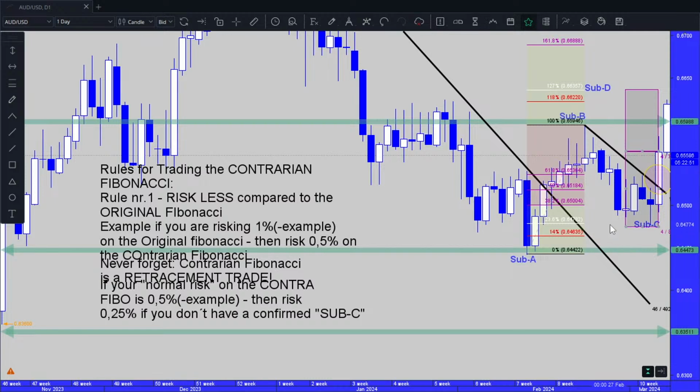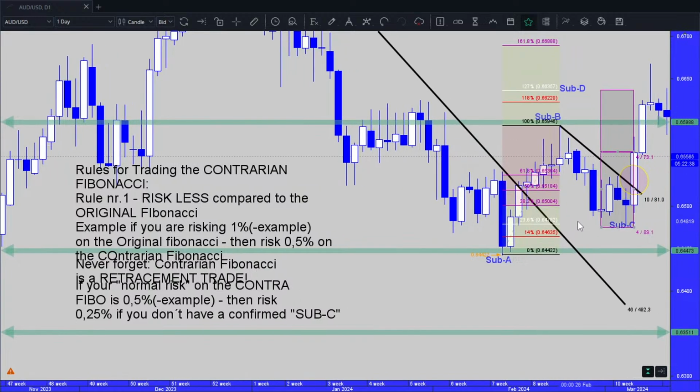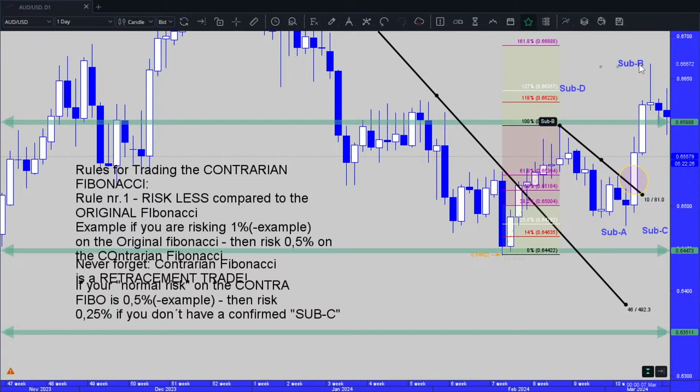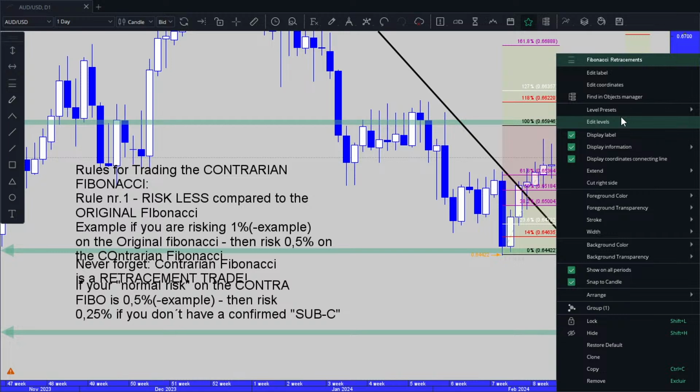Alright, so I'm in the trade and bam, it hit the sub D extension. Remember, the sub D must be a high. This is our new trade, our new Fibonacci. Sub A goes to sub C and sub B goes to sub D, and I have a new Fibonacci, a Contrarian Fibonacci sequence.